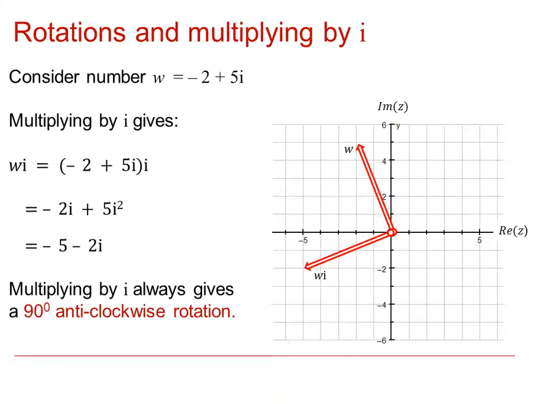In fact, multiplying by i will always give a 90-degree anti-clockwise rotation about the origin for any complex number w that you start with.